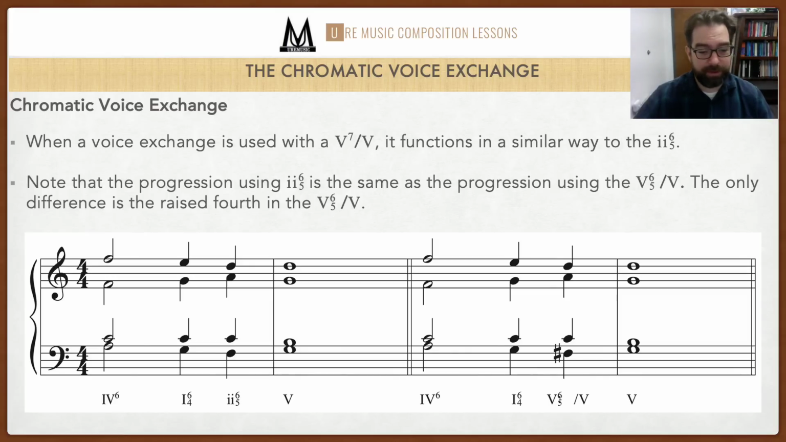Now, the chromatic voice exchange is actually occurring in this second example. So right here, starting with a 4/6 chord. And what you're looking for in the chromatic voice exchange is two different voices changing, but one of them will move chromatically. So if we look at this, we have A, G, and F sharp. Here we have an F natural, G, and an A.